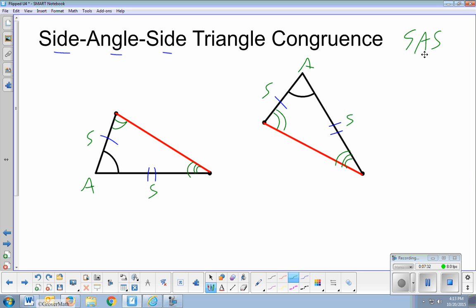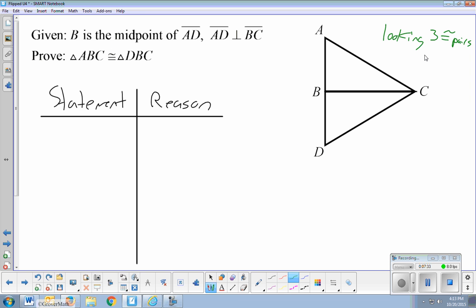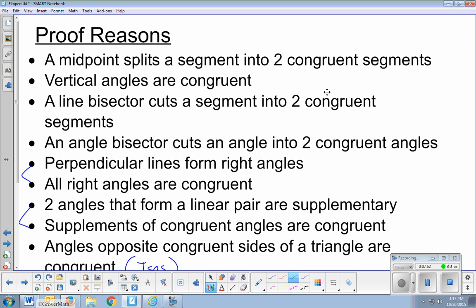And in this case, we're looking for a side angle side out of the 3, and I'll explain what that means. But then in the next couple of lessons, you're going to see side, side, side, angle, hypotenuse leg, and a whole bunch of different ones. But B is the midpoint of AD. So B is the midpoint of AD. What does that mean when you're given a midpoint? Well, if you don't remember, take a look at your cheat sheet.